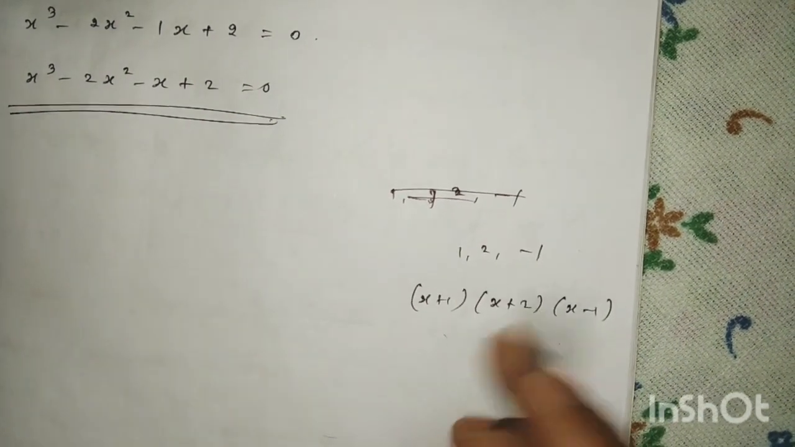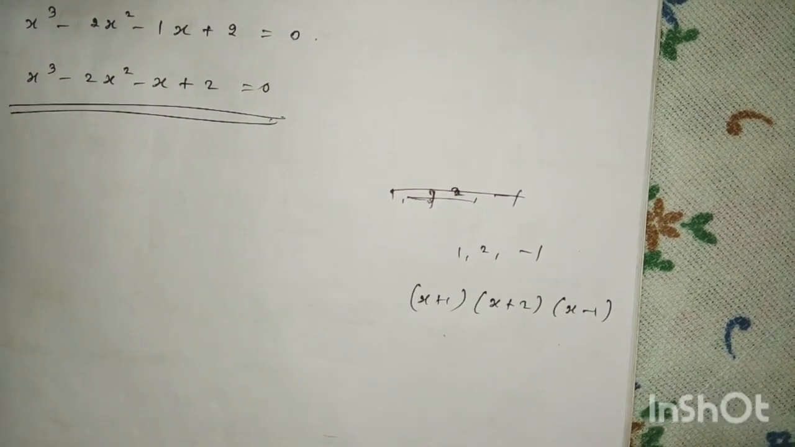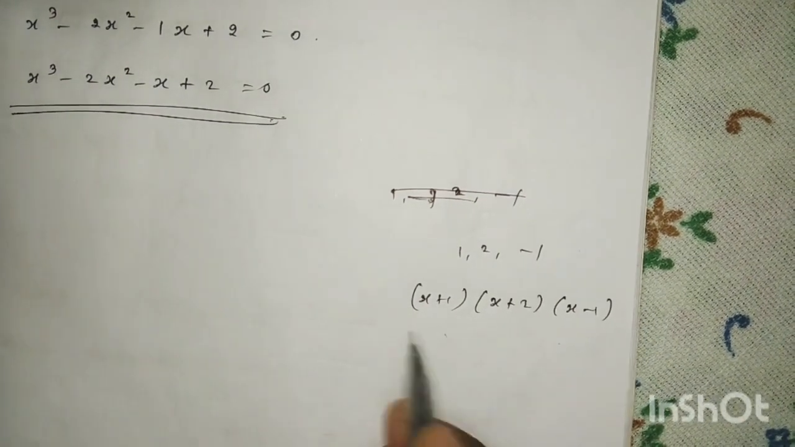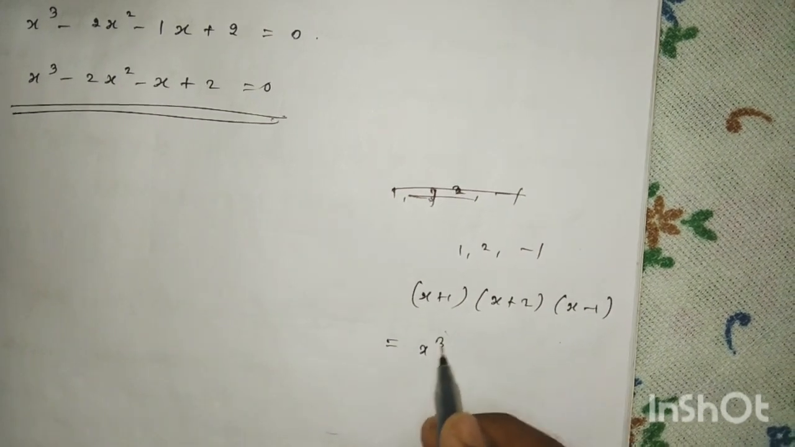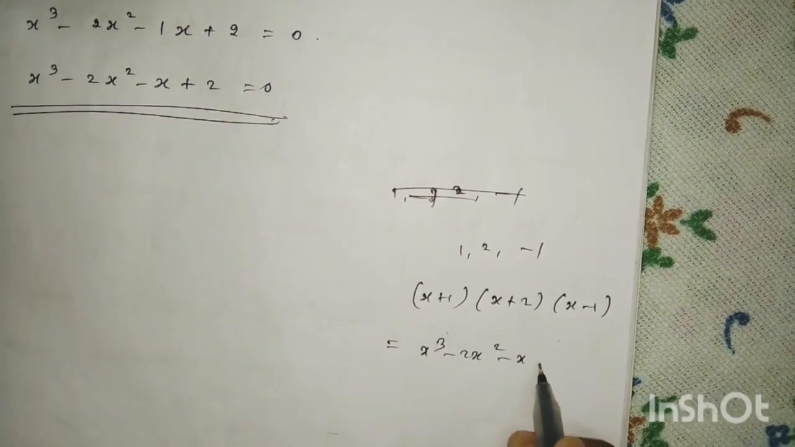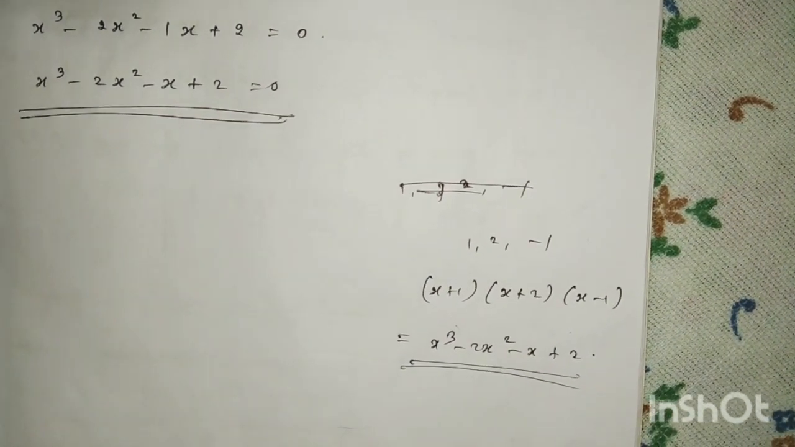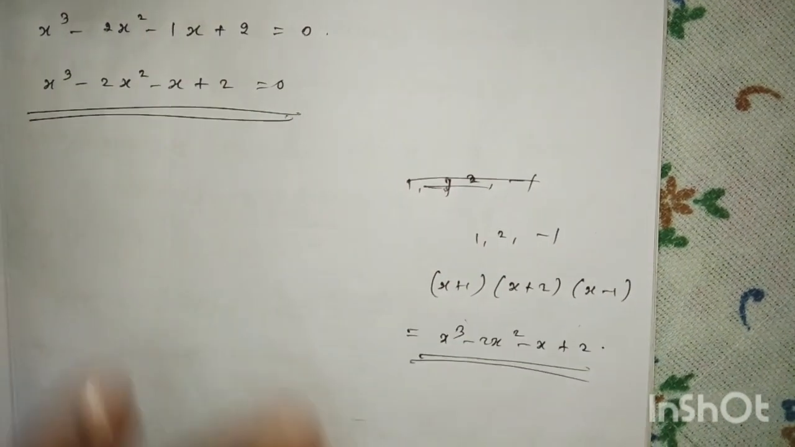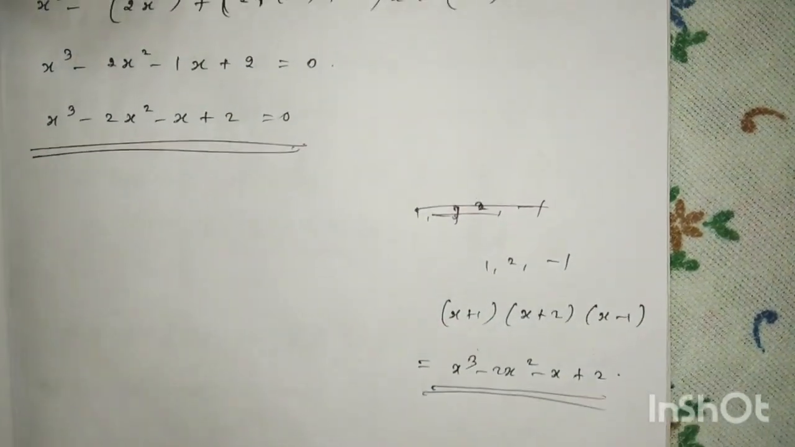Now we can use the distributive property, the multiplication distribution property. You can use it to multiply and you can get a value, right? When you multiply these three factors, you can get x cube minus 2x square minus x plus 2, right? So this is the required cubic polynomial, right? Clear? Either you can do any one method, it is right.